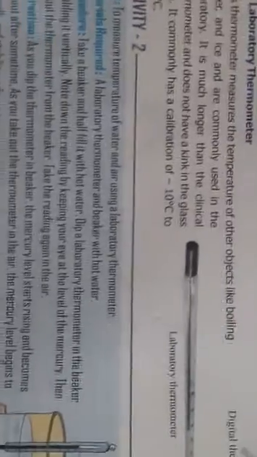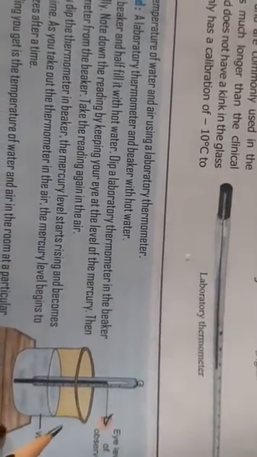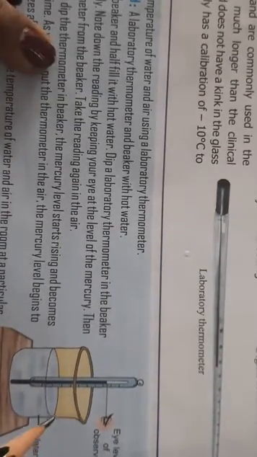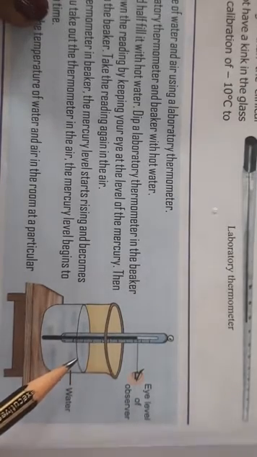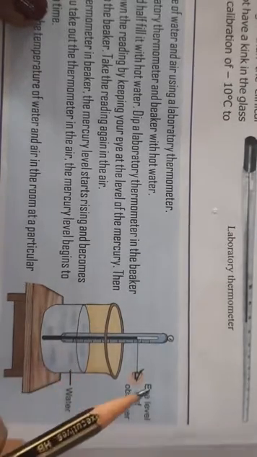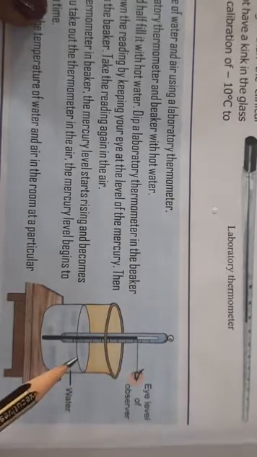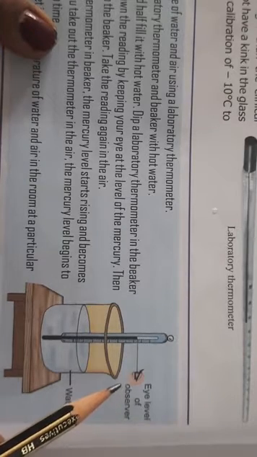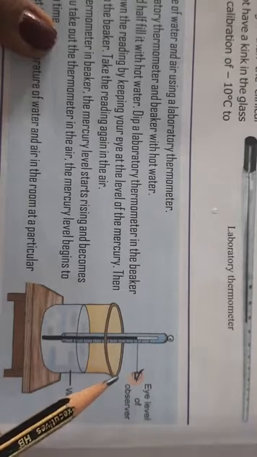And how can you measure the temperature of boiling water? Here an activity is given. If you have to measure the temperature of boiling water, what do you have to do? You have to take a beaker. Here you can see the beaker. Half fill it with hot water, and then you dip the laboratory thermometer. It has to be vertical. And then you have to take the reading when the thermometer is in the beaker only.